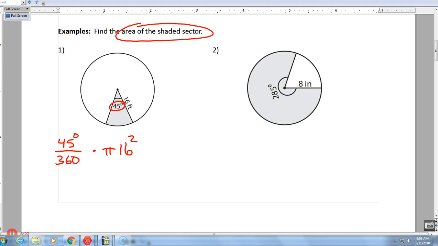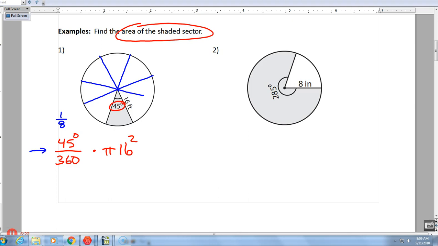Now, some of you might be sharp enough, instead of doing this big old fraction, 45 out of 360, you might be like, well, wait a minute, 45 is exactly 1/8 of a circle. So you may have had the foresight to just say, that's 1/8 of a circle. But maybe not. I'm just going to go through like we didn't. All right, so let's get after this.